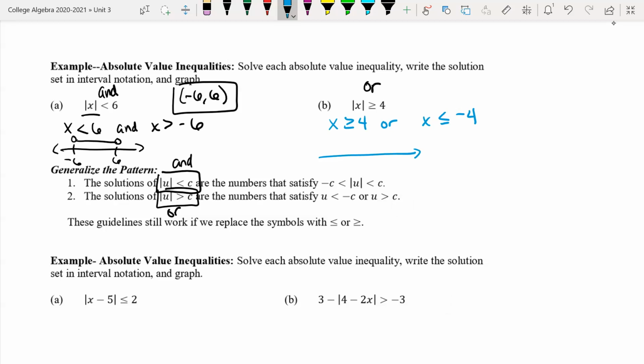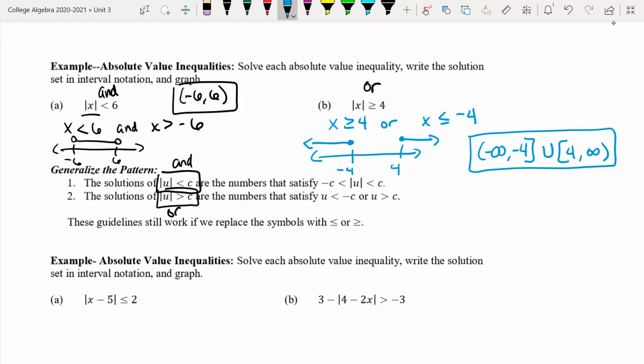I'm going to graph it. Now here's the thing. They're both closed circles, but I want less than or equal to negative 4, so I'm going to shade to the left. Greater than or equal to positive 4, so I'm going to shade to the right. So most of the time, or has a gap. So when you write this in interval notation, you have to say negative infinity to negative 4 with a bracket, union 4 to infinity. I know we did examples like this, but it was at the beginning of the year, so just trying to piece it all together now. That's how you would write that interval notation.